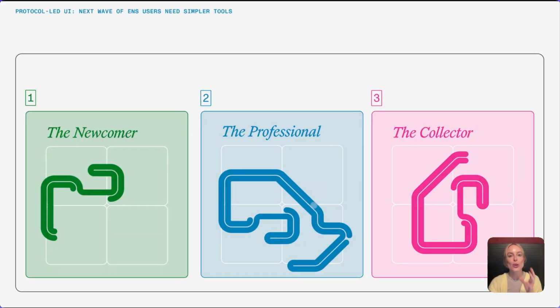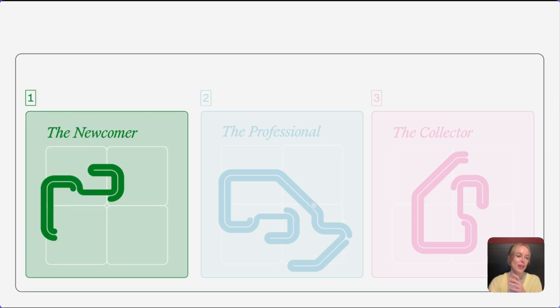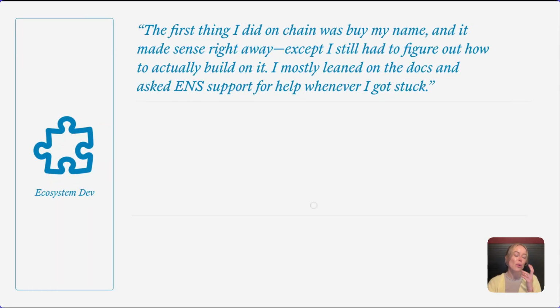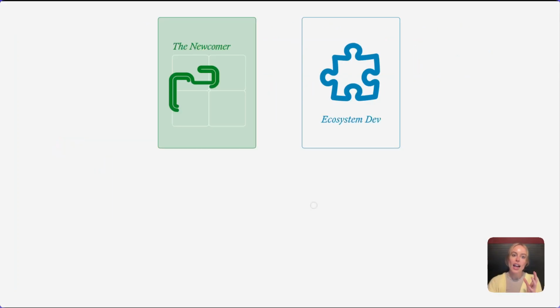And I'm going to show you this by comparing and contrasting two users that we did some research with. So for the newcomer, this user, they got their name, they didn't necessarily understand it, but they put it on their wallet, they put it on their Twitter, and that was enough for them. They got good use out of their ENS name. Whereas an ecosystem dev, they got their name, but for them, the journey was deeper and longer. They wanted to figure out how to build. And what this shows is that while each of these users might start in the same place, their length of journey and what they do with ENS can look completely different.